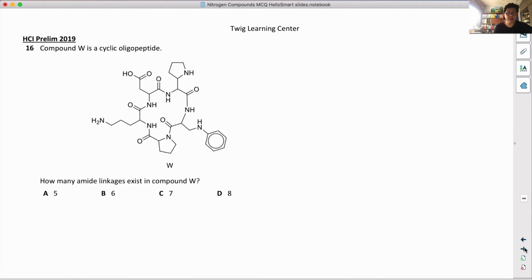Question 16. How many amide linkages exist in compound W? Let me just highlight all the amide linkages. So 1, 2, 3, 4, 5. I hope you can get 5 amide linkages. So the answer is A. This is actually okay. Let's look at the next question.